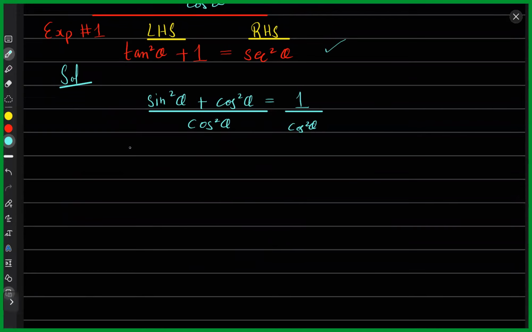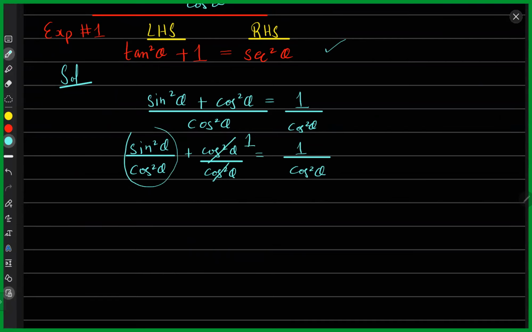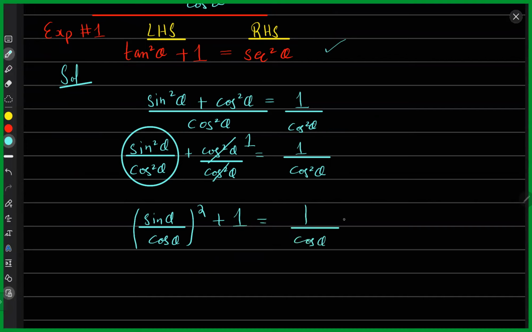simplify this. I can write it as sine squared theta divided by cos squared theta plus cos squared theta divided by cos squared theta, and it is equal to 1 divided by cos squared theta. So these two can be cancelled and I would get a 1 here. And what is this? I can write this thing as sine theta by cos theta whole power 2 plus 1 equals 1 by cos theta whole power 2.